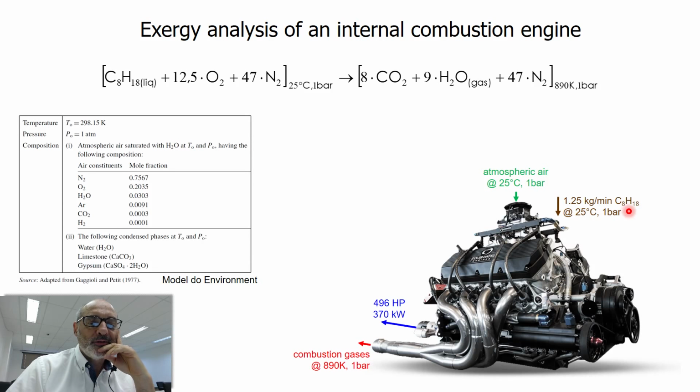This is the mass flow rate of octane, 1.25 kilograms per minute at 25 degrees and 1 bar, in liquid form here. Another given data is the mechanical power that you get, 370 kilowatts. This is the mechanical power, the shaft power, as we say. Our model environment is here.